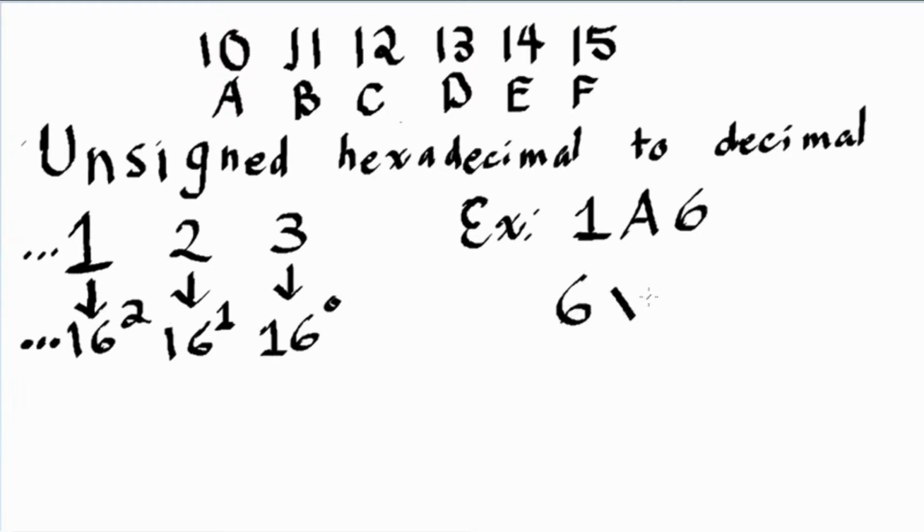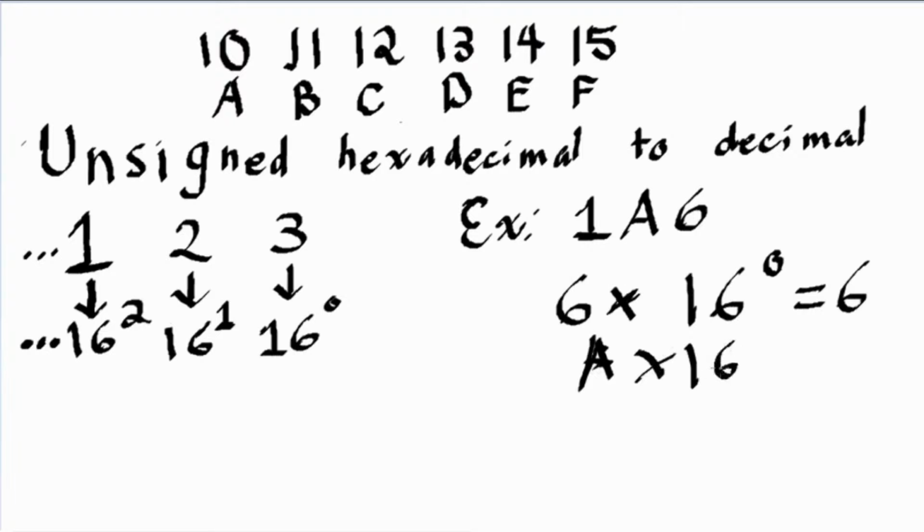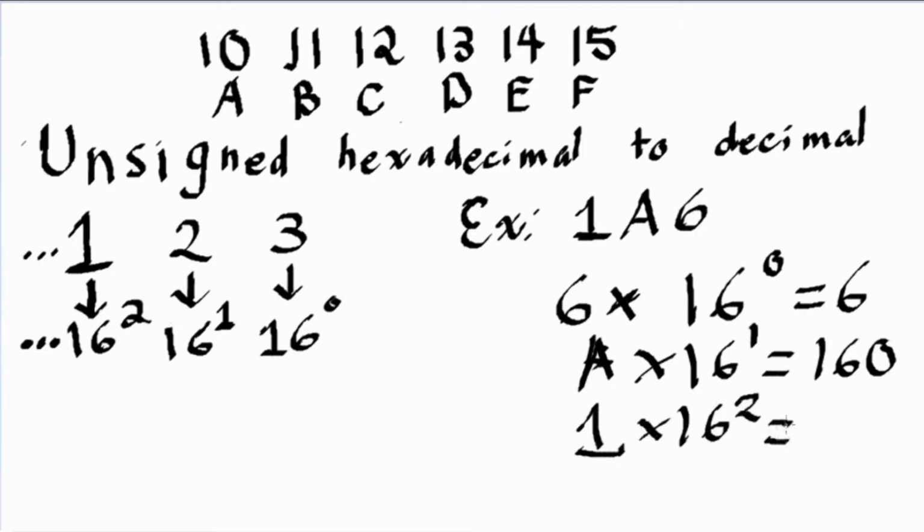You multiply that by 16 to the power of 0, which is 6. Then A, which is equivalent to 10, multiplied by 16 to the power of 1, that's 160. Then finally 1 times 16 to the power of 2, which is 256. And then you add all of that up, that'll be 422.